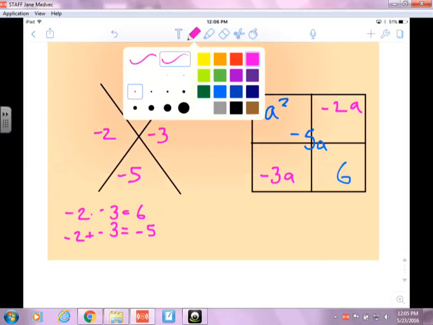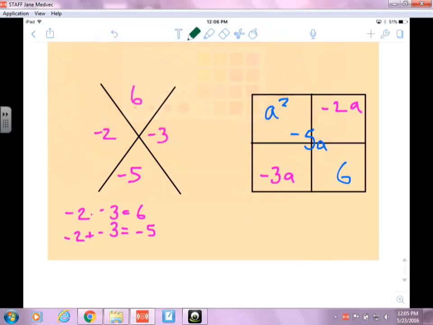Okay, now let's go ahead and try to solve this thing. So what times what gives me a squared? A and a. And then we're back to the lattice stuff, aren't we? A times what gives me negative 2a? Negative 2. Notice it goes up above that box. Okay? Because a times negative 2 gives me negative 2a. Okay, a times what gives me negative 3a? Negative 3. Again, negative 3 times a gives me negative 3a. And does negative 3 times negative 2 give me positive 6? Yes, it does. So I know I'm good.